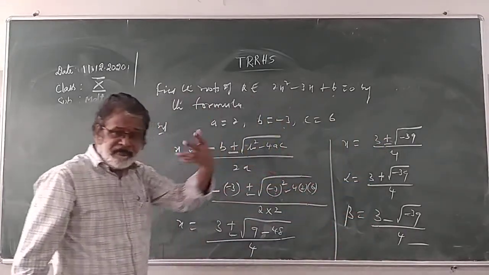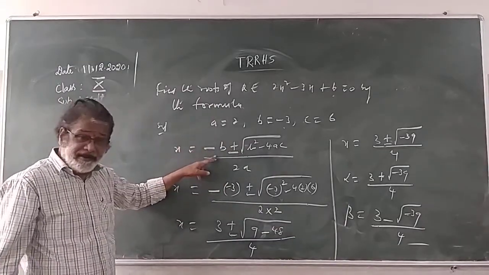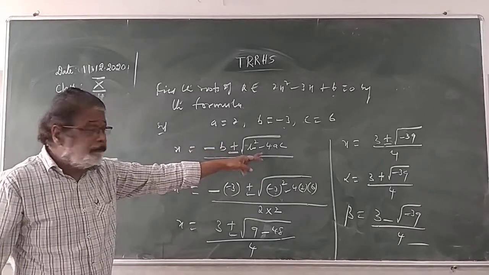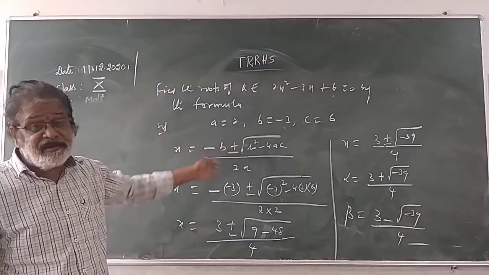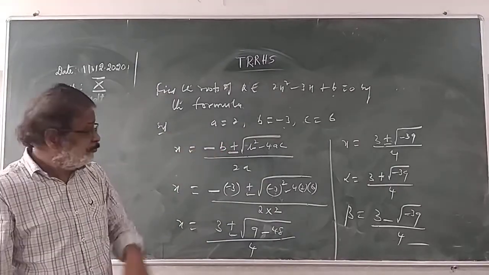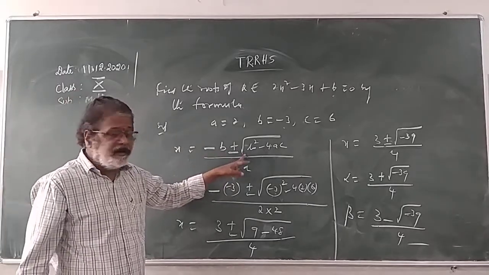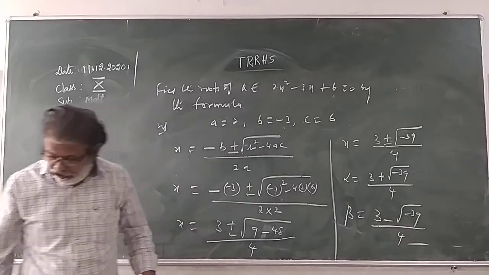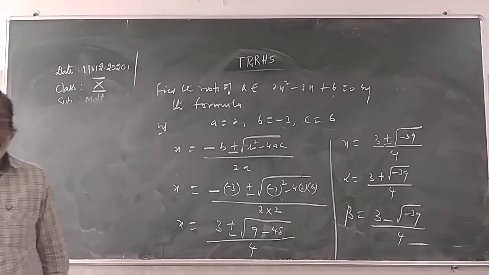Like this, you can find the roots of a quadratic equation by using the formula. What is the roots formula? X equal to minus b plus or minus under root b square minus 4ac whole by 2a. You have to remember the formula. How we got it, the derivation, was also explained in yesterday's class. This is the quadratic formula. I hope you clearly understand.